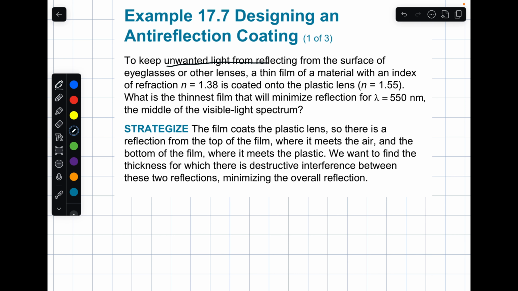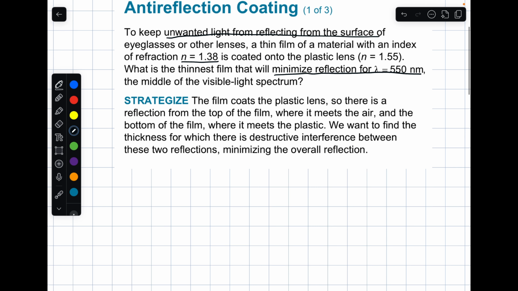To keep unwanted light from reflecting from a surface of glasses or some other kind of lens, you put a thin film of material with index of refraction 1.38 onto the plastic lens. The question is, what is the thinnest film that will minimize reflection for this type of light? Lambda equals 550 nanometers. So let's draw a picture. So we have our thin film, and then we have our plastic, and then in front of it is air.